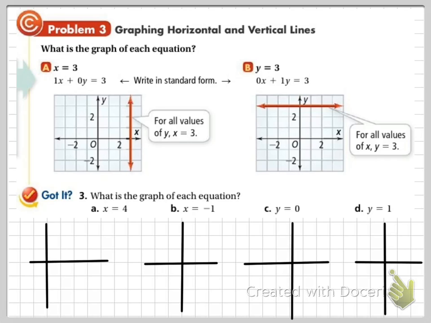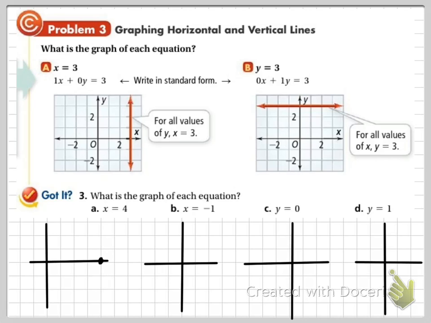Okay, and then we're going to look at graphing horizontal and vertical lines. So what they want you to do is put it into standard form and then graph it. I'm going to tell you an easier way to graph it. If it's an x equals, you're going to be crossing the x-axis. If it's a y equals, you're going to be crossing the y-axis. So let's look at our first equation. X equals 4. So we're going to cross our x-axis, and we're going to cross it at 4. 1, 2, 3, 4. And then I just make an up and down line there.